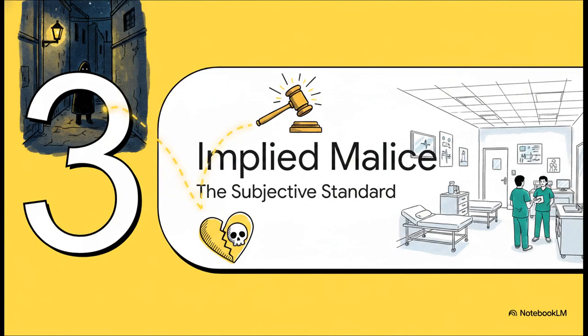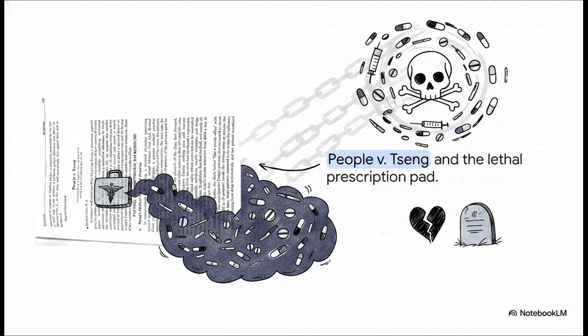Section 3. Implied malice in practice and the subjective standard. To really understand how implied malice plays out in practice, let's look at a tragic modern application, People v. Tseng. Dr. Xiu Ying Lisa Tseng was running a medical practice that morphed into something far, far darker. She began prescribing massive, lethal quantities of opioids, sedatives, and muscle relaxants to young, healthy patients, people without cancer or broken bones. Unsurprisingly, several of these patients tragically overdosed and died.